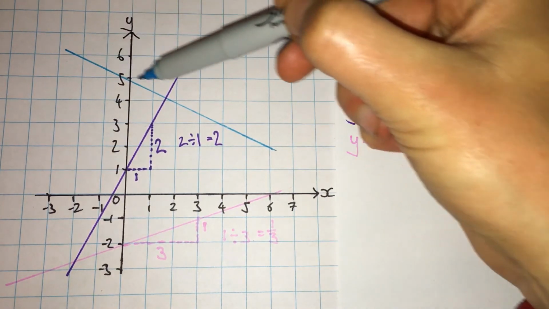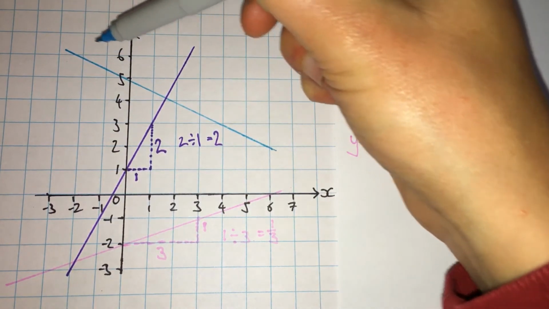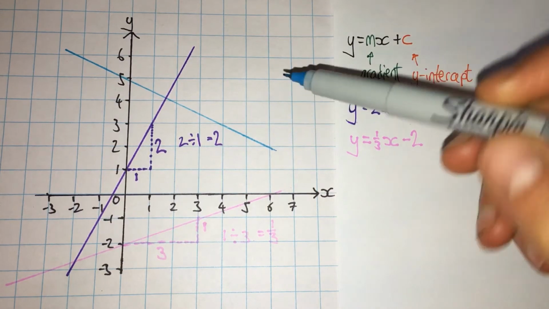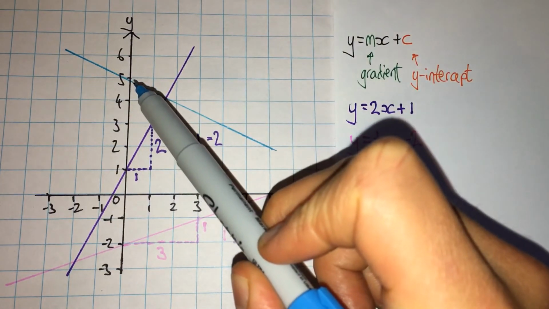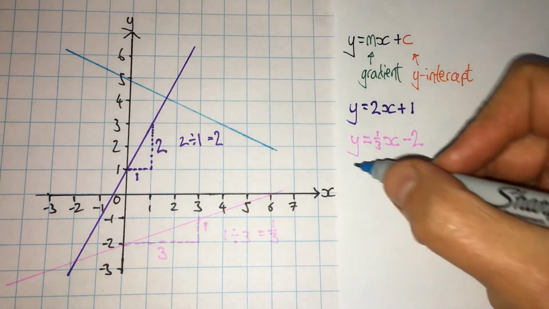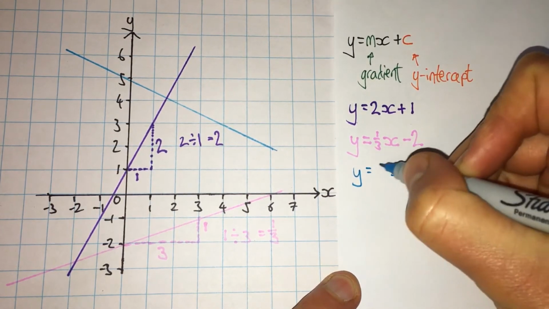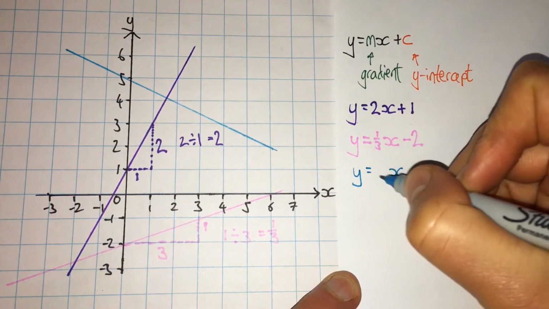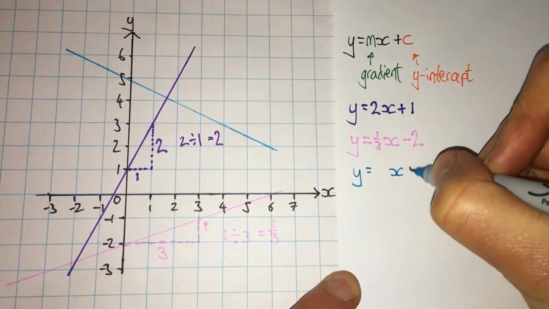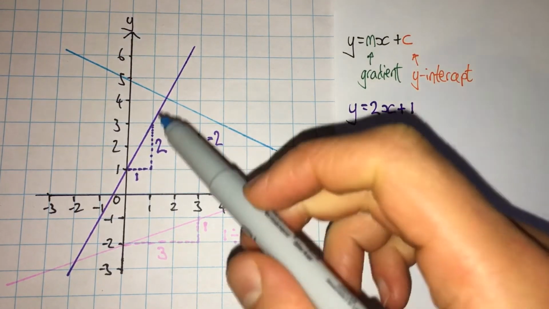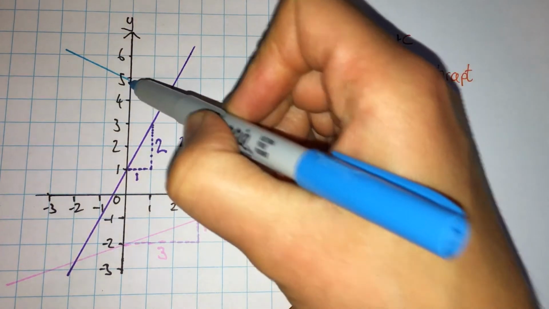Now I've got this blue line. I want to find the equation of this line. Again, the intercept is easy to spot. There it is, it's at 5. So I'll write it in blue. y equals, I'm not sure what the gradient is yet, so I'll leave a space there. But I know it's going to be plus 5 at the end because the y-intercept is at 5.